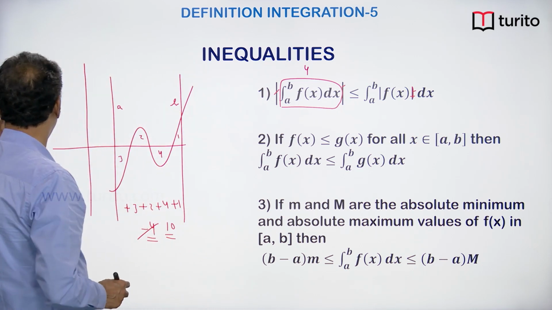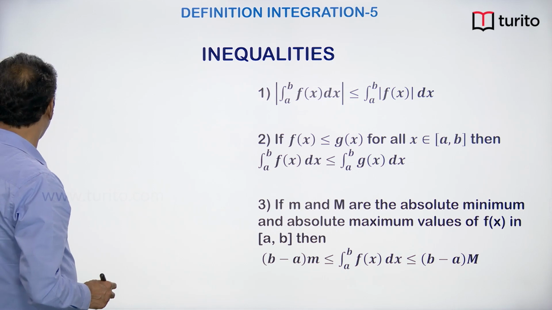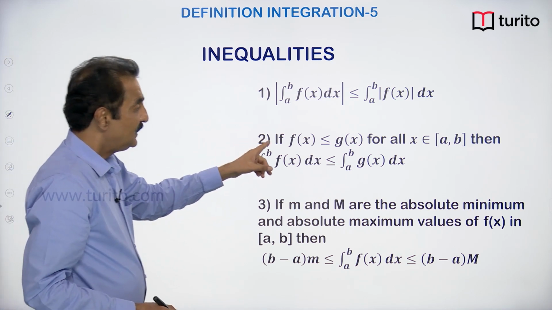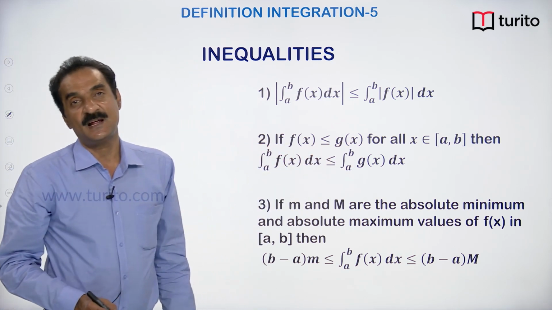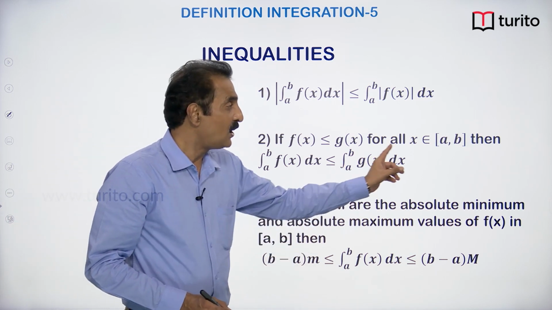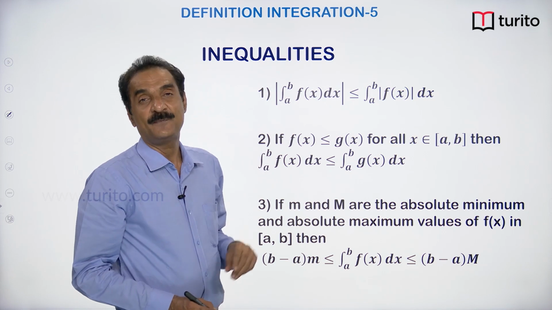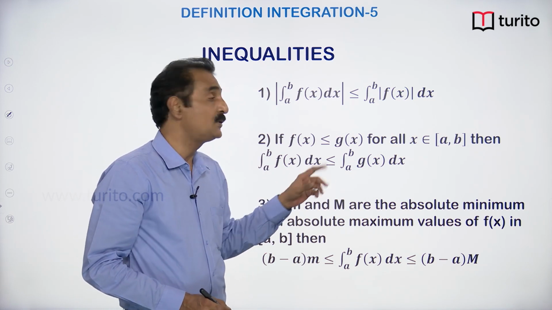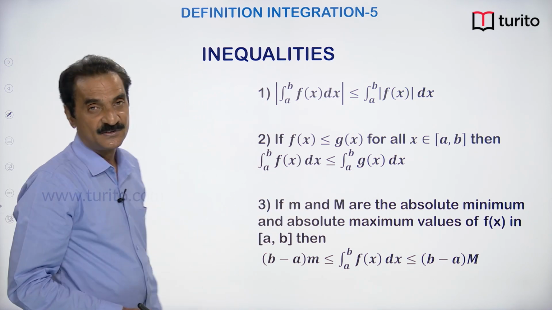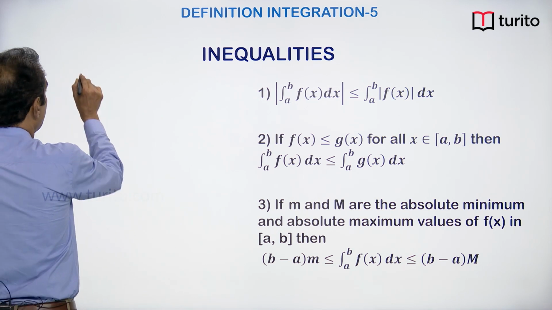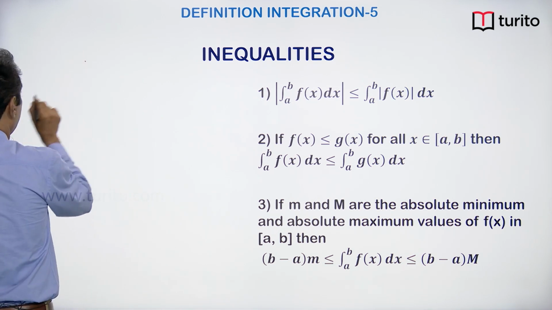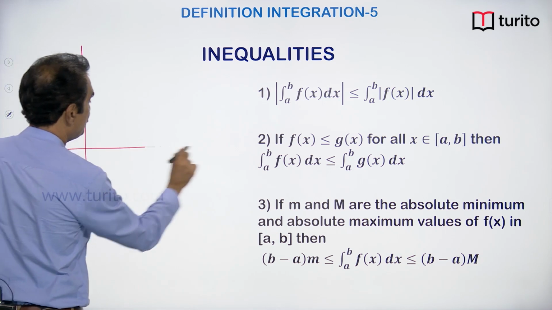Next is, if f of x is less than or equal to g of x for all x in the interval a to b, then integral a to b f of x dx is less than or equal to integral a to b g of x dx. This is also a very easy concept to understand.